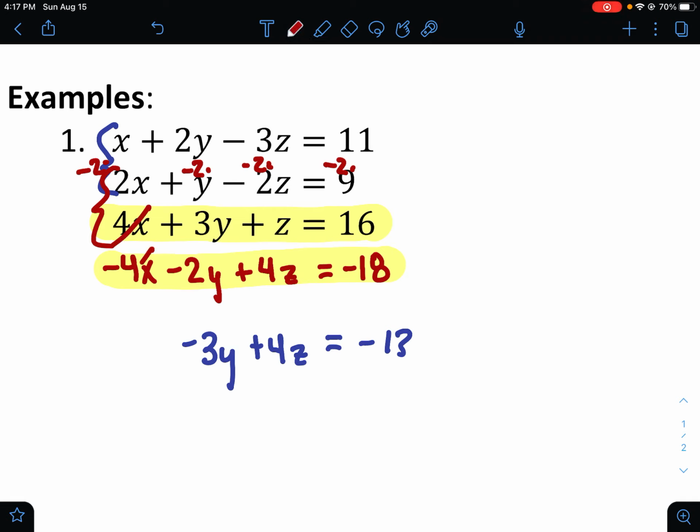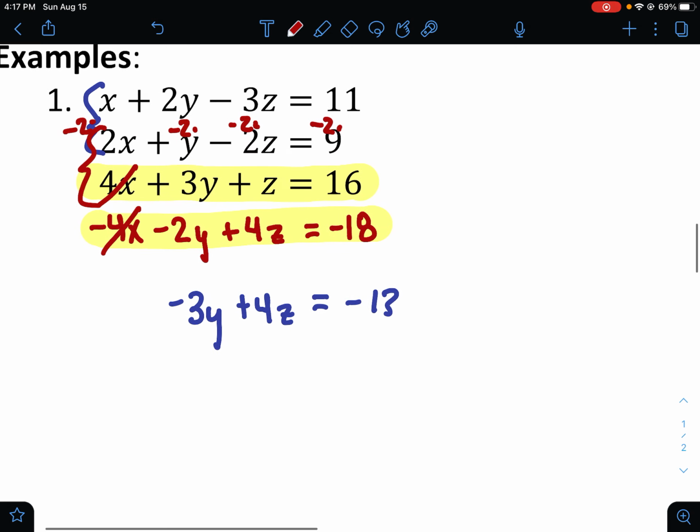So again, the x's are going to cancel. You have to cancel out the same variable you did in the first run. Otherwise it won't work. You've got to make sure if you're going to cancel out the x's, that's what you cancel out. You can't switch. Adding straight down, 3y and negative 2y is 1y. Z and 4z is 5z. And then 16 and negative 18 is negative 2.